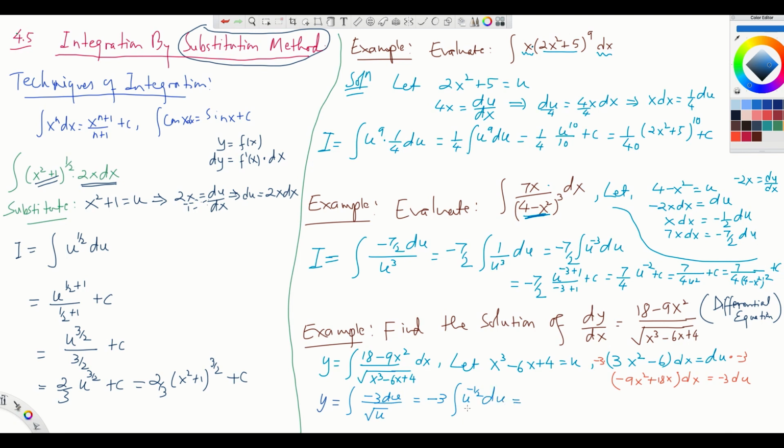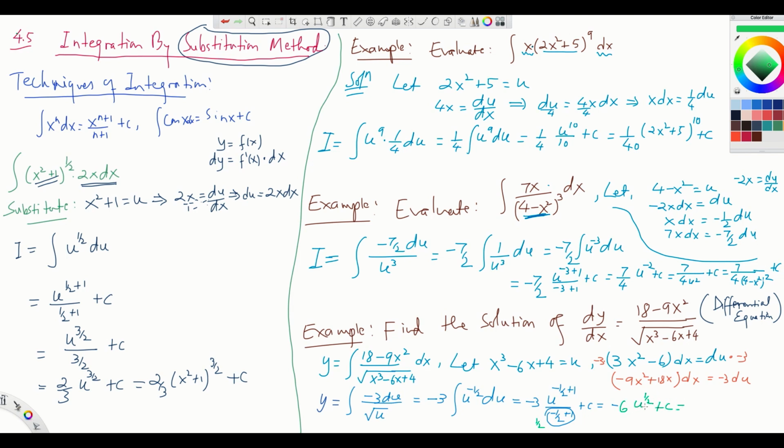So what happens to this? Just find the integral. Negative 3 times u to the negative 1/2 plus 1, over negative 1/2 plus 1, plus c, right? So what do you get? Negative 3, and this will be 1/2, right? This quantity is positive 1/2. But it is in the denominator. So if you write the reciprocal, that will be negative 6. And then u to the positive 1/2, right? That's what you get. So plus c is there.